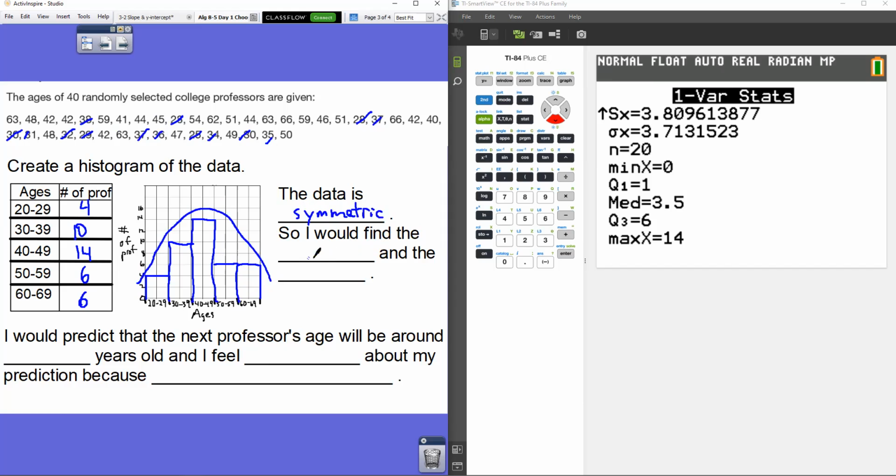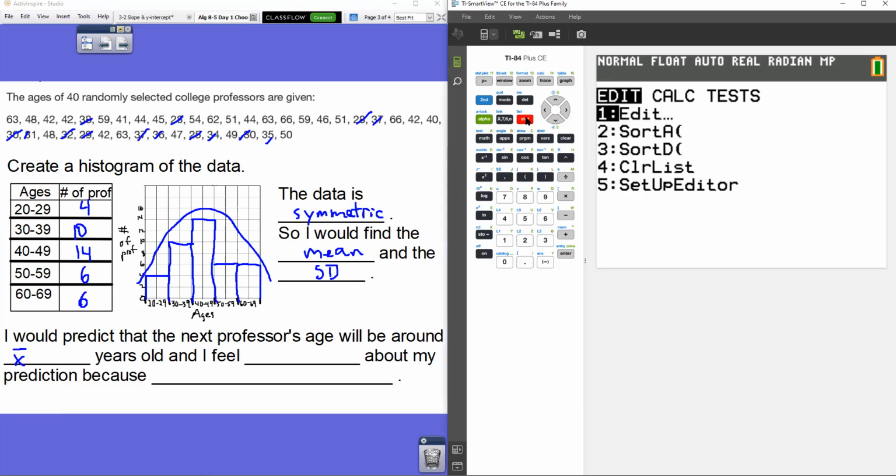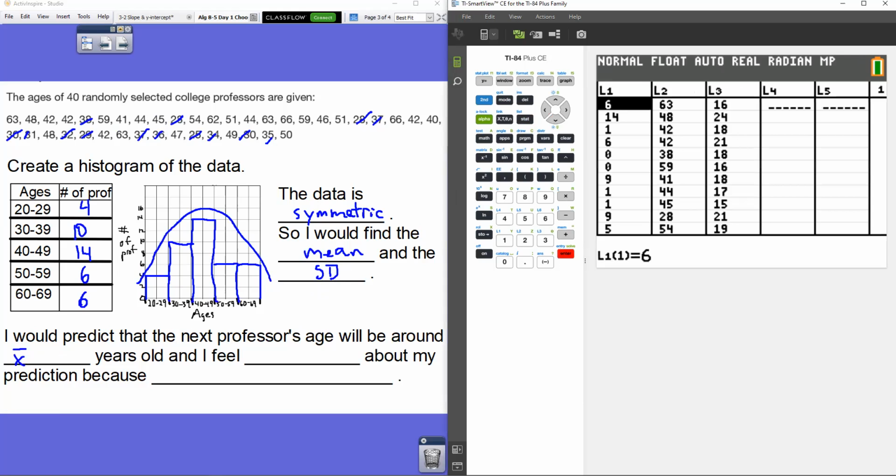Since it is symmetric, you want to use the mean and the standard deviation. I would predict that the next professor's age will be around how many years old? Well, that means you need to find the mean. Remember that the mean is the x with the little line above it. So I need to type this data into my L1. Now, I already went through and typed it into my L2. So I'm going to use my L2 data.